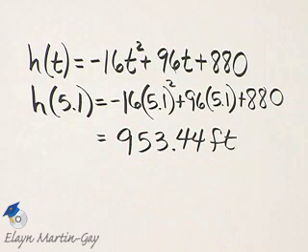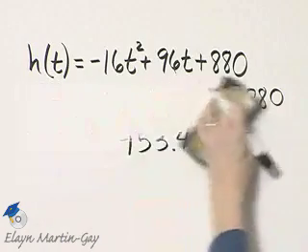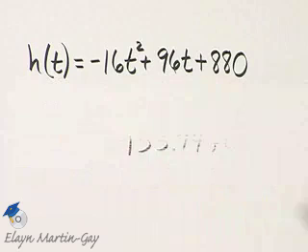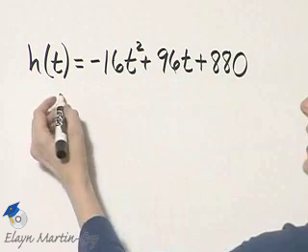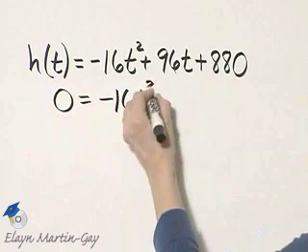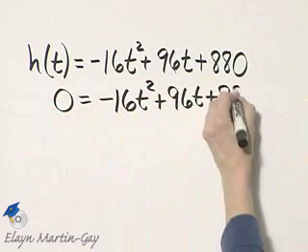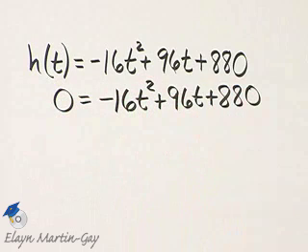Now, when will the pebble hit the ground? When means we're looking for t this time, and when the pebble hits the ground, what can you tell me about the height of the pebble? When the pebble hits the ground, the height of the pebble is 0. So I'll let the height be 0, and now I'm solving this quadratic equation for t. How do we solve this quadratic equation for t?